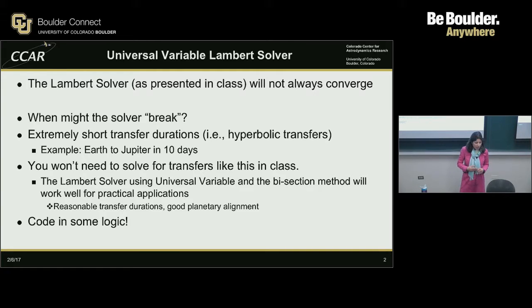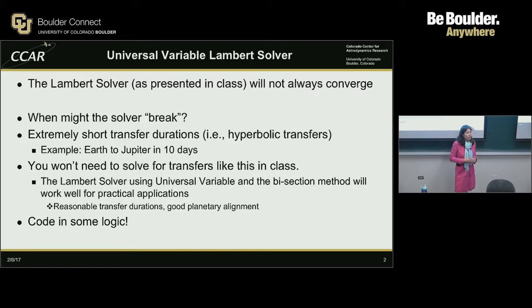So this Lambert solver with the universal variable bisection method that we are using in class will work really well for practical applications. And honestly, we're mostly concerned with practical applications. NASA really doesn't want impractical things. They tend to be very expensive.